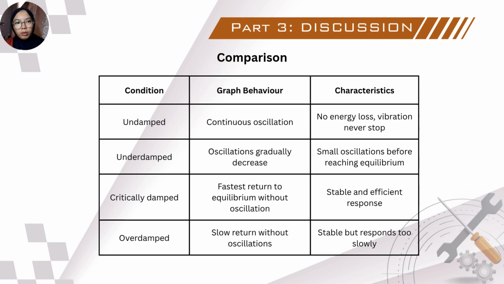On this slide, we compare the four damping conditions: undamped, underdamped, critically damped, and overdamped. Each condition has a different graph and behavior. Undamped oscillates continuously, underdamped gradually settles down, critically damped returns to equilibrium the fastest without oscillating, while overdamped also reaches equilibrium without oscillation but much more slowly.